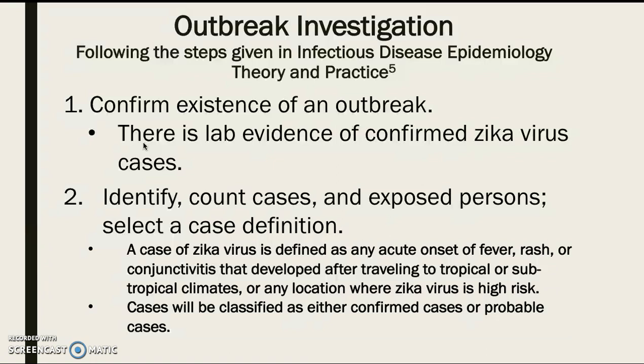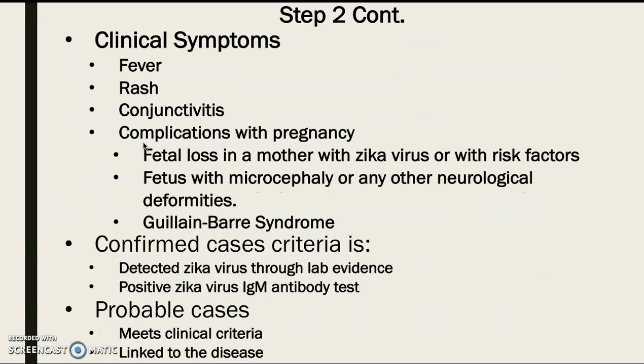The case definition is, a case of Zika virus is defined as any acute onset of fever, rash, or conjunctivitis that developed after traveling to tropical or subtropical climates or any location where Zika virus is high risk. Cases will be classified as either confirmed cases or probable cases. I would also identify the clinical symptoms, which for Zika virus include fever, rash, conjunctivitis.